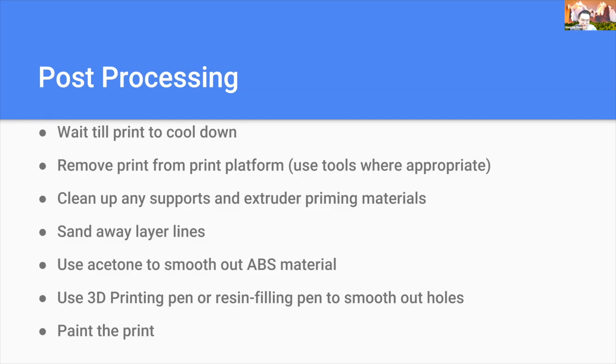You can also use acetone smoothing as a technique for ABS material in particular. You can use a 3D printing pen or a resin filling pen to smooth out any blemishes or holes. You can also paint the print, right? So a lot of artists use a primer. They spray a primer onto the print after, and then they start painting, and that will result in a more smooth finish.